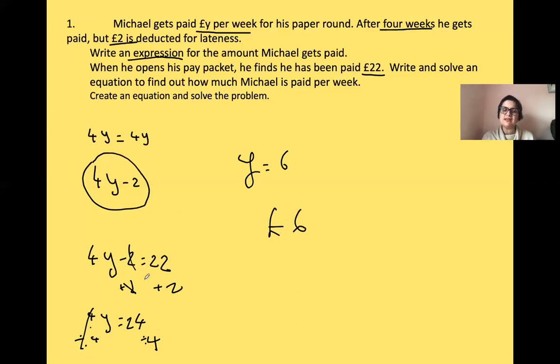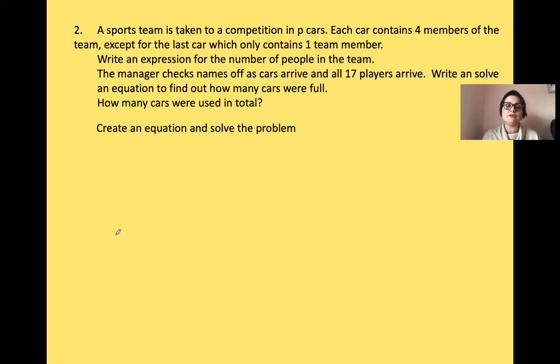And if you want to see if you are right, let's go back to the equation. 6 times 4 is 24, take away 2, 22 pounds. So it makes sense. Okay. Now let's have a look at the next question, which is pretty similar to this one.